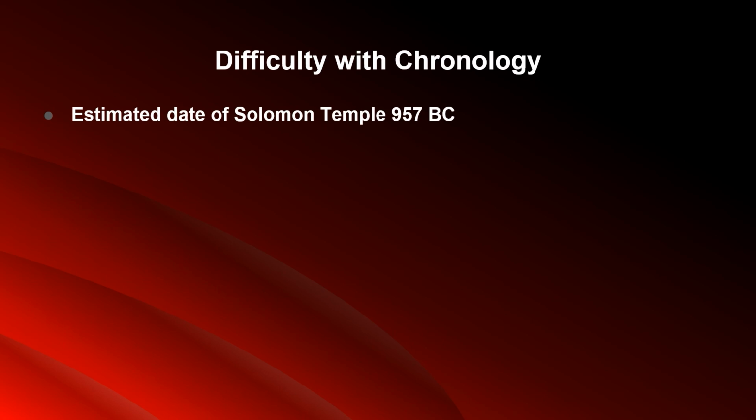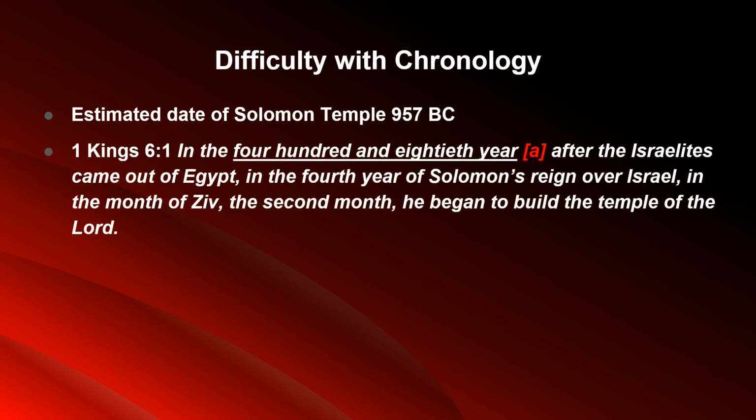As discussed in part 1, it is estimated that Solomon's temple was built in 957 BC. Now, there's a passage in 1 Kings 6 that says it was the 480th year after the Israelites came out of Egypt when they began to build the temple. So one would think that it would be just a matter of counting backwards 480 years and finding out when the Exodus was. But there is a problem with this.